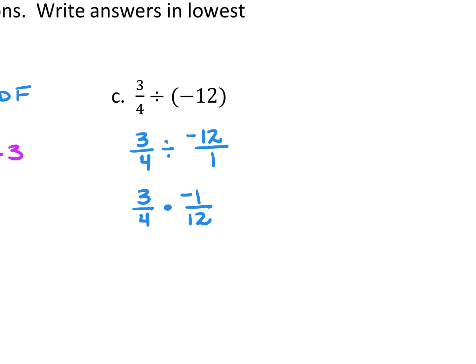From here, we want to know, can we cancel anything? And we can. 3 and 12 are both divisible by 3. And if we divide by 3, we get 1.